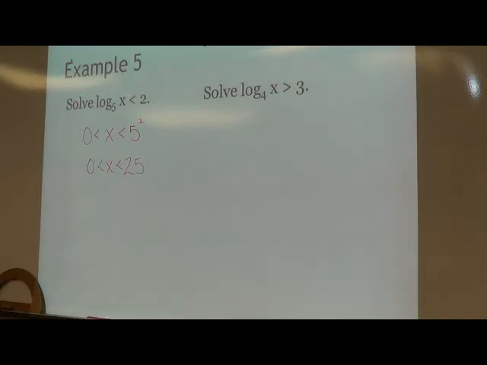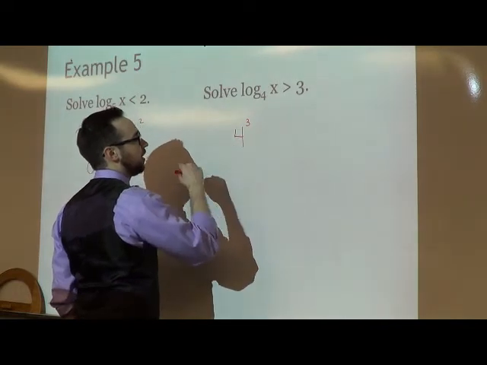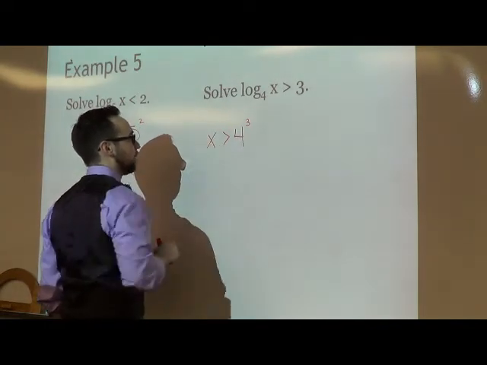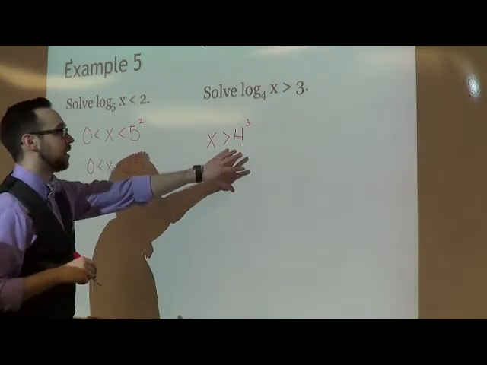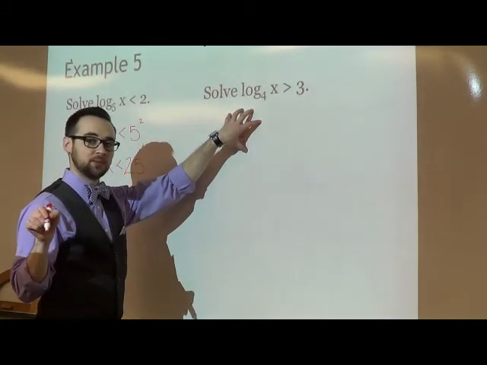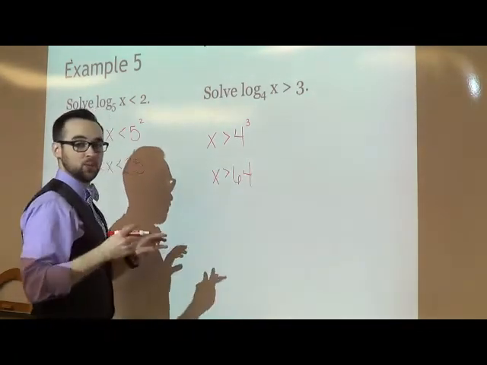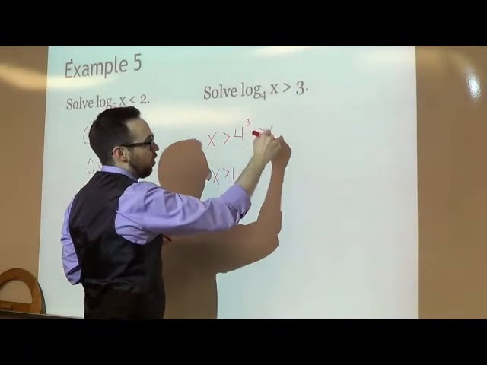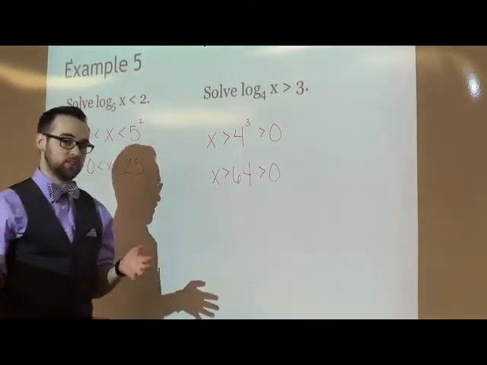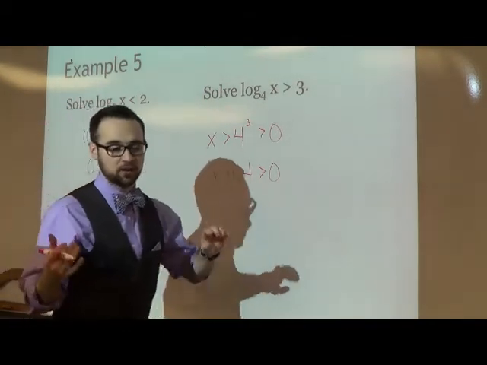Taking a look at the next one, log base 4 of x is greater than 3. This time they've reversed it around. So we're going to say 4 to the third power has to be less than x. Now, being that this is a positive number, we don't have to worry about it being greater than 0, because if it's greater than this, it's already greater than 0. So 4 to the third power, we're saying x has to be greater than 64, which is bigger than 0. So that's automatically satisfied, and we're not really worried about that. It's just x is greater than 64.